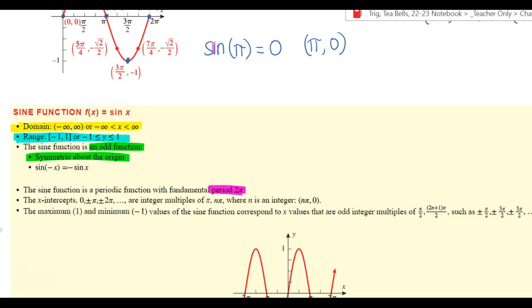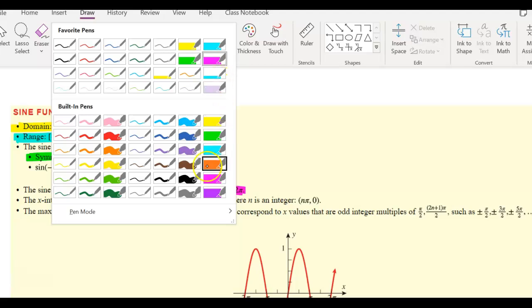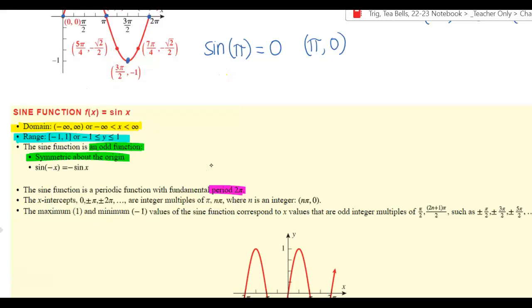We have a period of 2 pi, meaning one full cycle is created once we travel to 2 pi. Our x-intercepts are at 0, pi, 2 pi, so on and so forth. They're all integers and multiples of pi because, remember, sine is 0 when we are on the x-axis. So those are all values that would be on our x-axis in our unit circle.